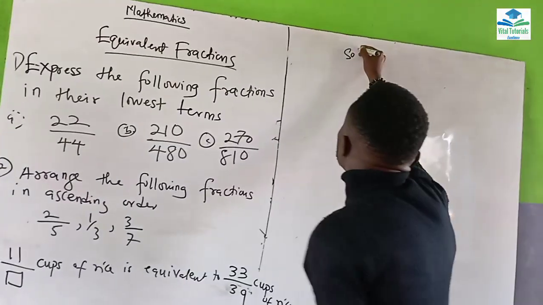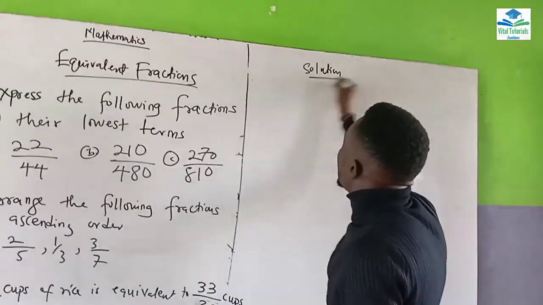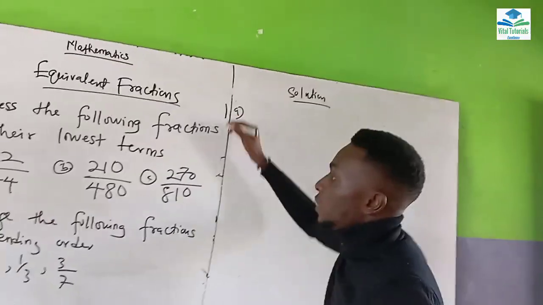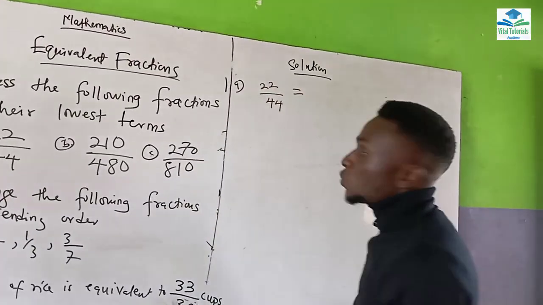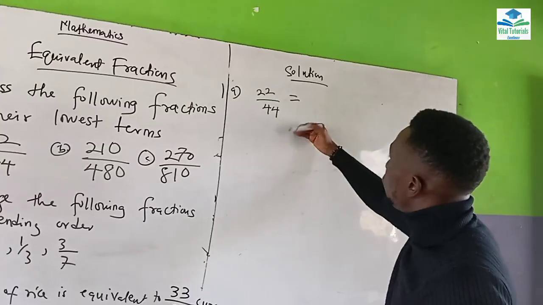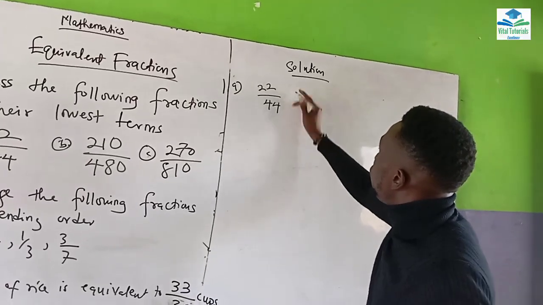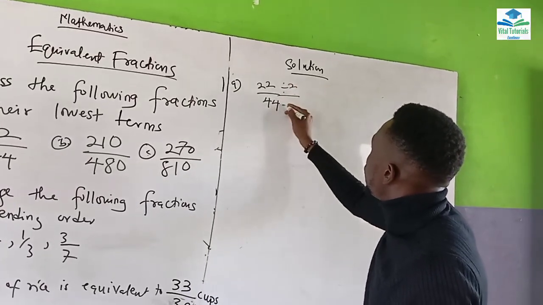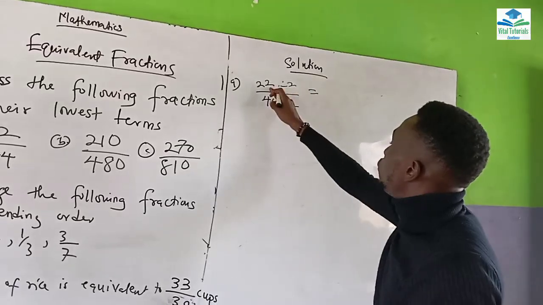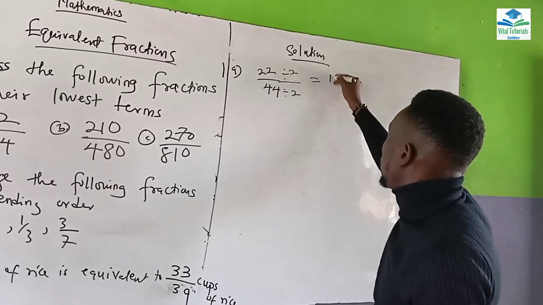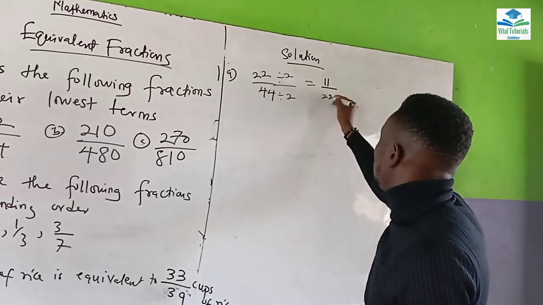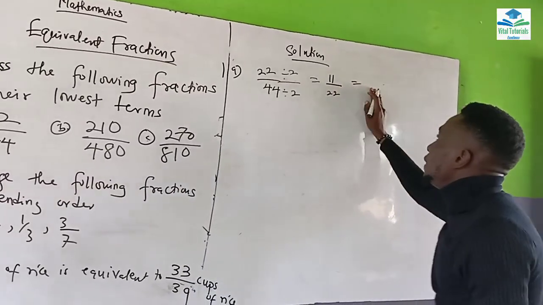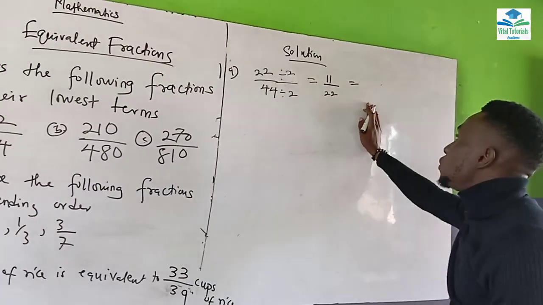Now, solution for that. Number one, a, you have 22 over 44. Which smaller number can we use to divide up and down? I believe you can use 2. If you use 2 to divide this up, you are going to use 2 to divide this down too. If you use 2 to divide 22, you have 11. Use 2 to divide 44, you have 22. Now you have 11 over 22.